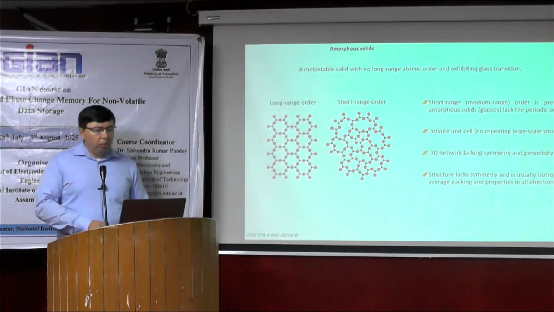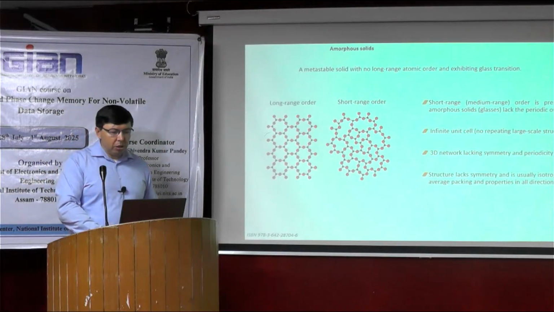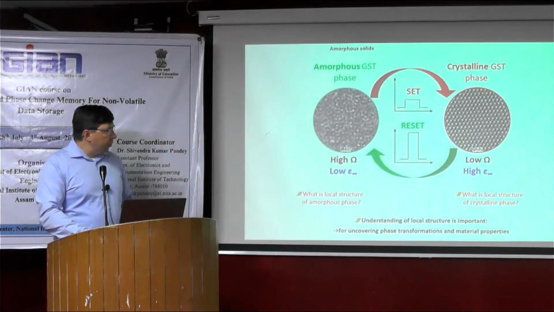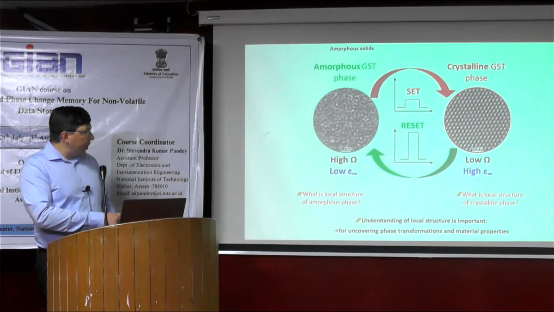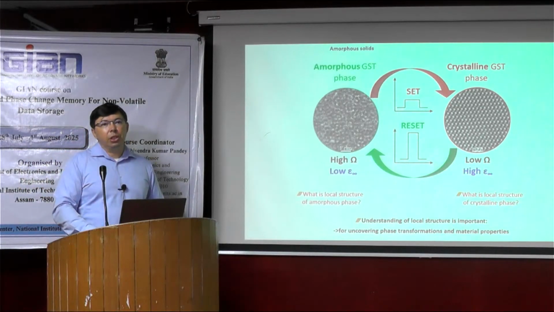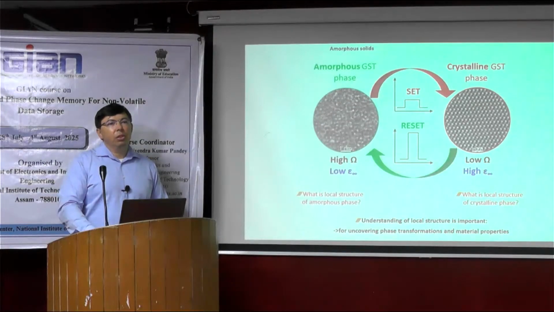So now I would like to make some definitions. For example, what are amorphous solids? Here we talk about amorphous materials. But do you know what amorphous materials are? What is the difference between amorphous and crystalline materials?